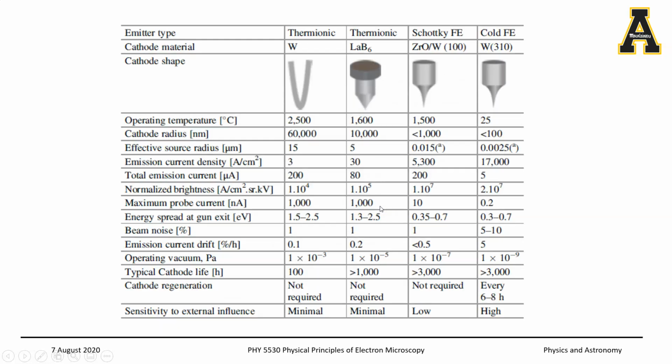Okay, so again, a summary. Just pay attention to the details, to the operating temperatures, the brightness, the energy spread. So you can see here both thermionic processes have higher energy spreads of about 2.5 electron volts compared to field emission guns, which we will talk about in the next lecture. But then they offer reasonably good stability over time, which is why they're used. Plus, they are cheaper compared to the field emission guns.